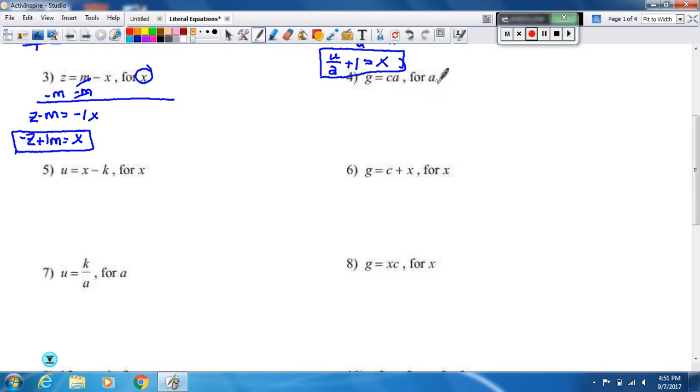The next one, I want the a by itself. So this is c times a. The opposite of times is divide. So divide both sides by c. I have g over c equals, top cancels with bottom, a.